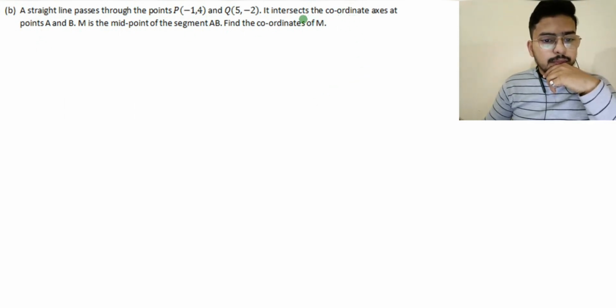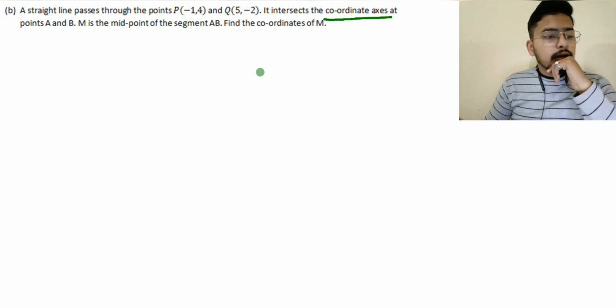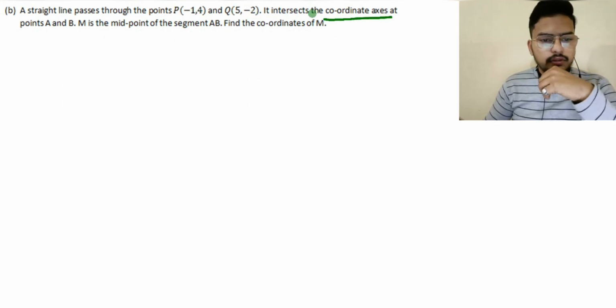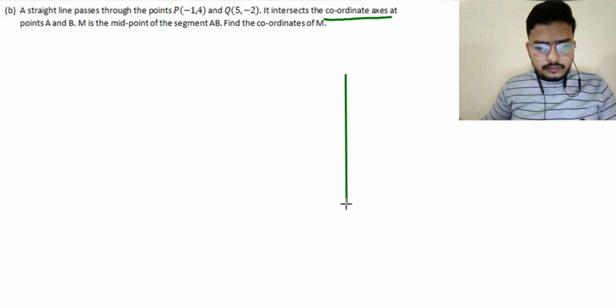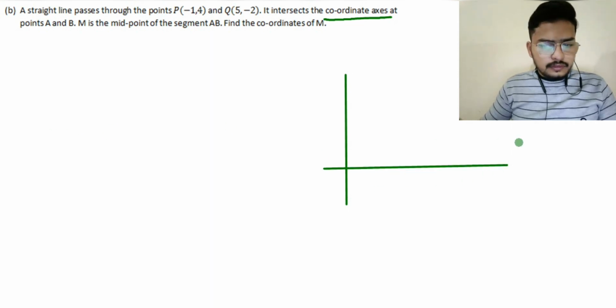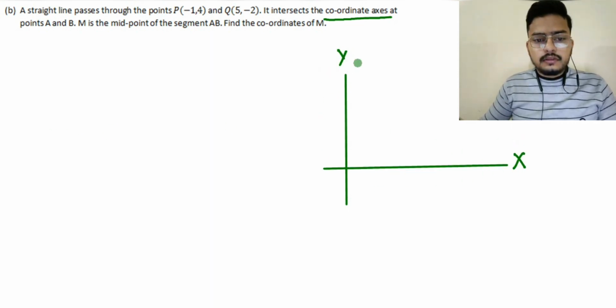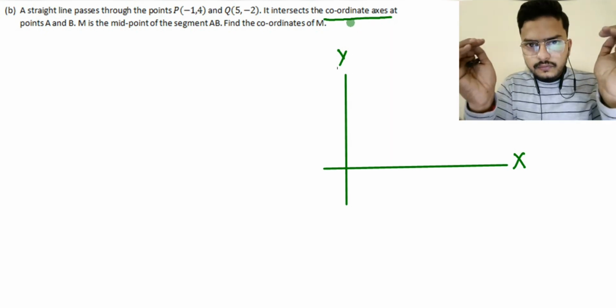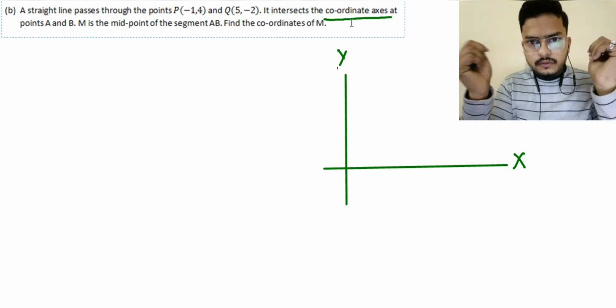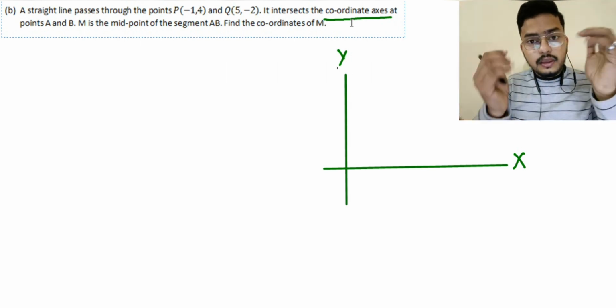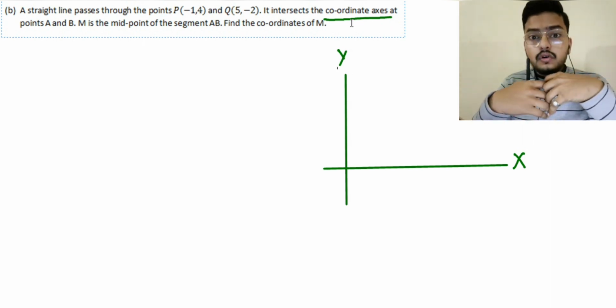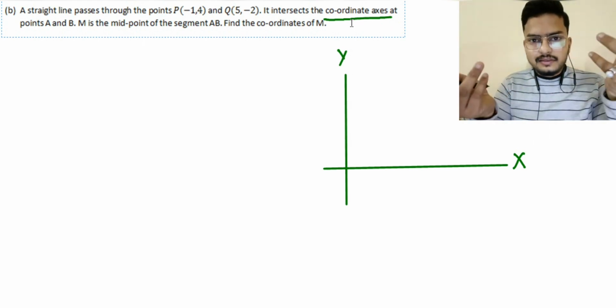The main thing in this particular question is the coordinate axis, right? The question says that the straight line passes through the point this and this, and it intersects the coordinate axis at points A and B. So look, what is the coordinate axis? You all know that this is the x-axis, this is the y-axis. Coordinate axis means both the x-axis and the y-axis, either we can say them separately, or consecutively as the coordinate axis.